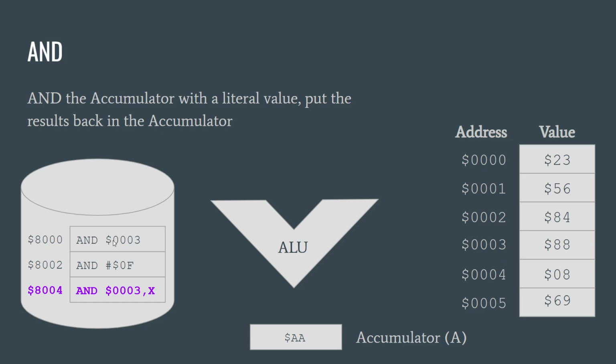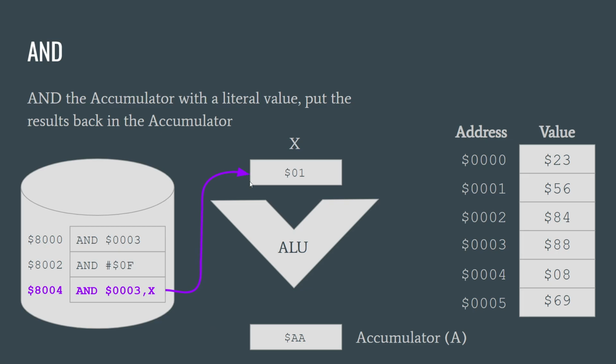This first one is AND the accumulator with this specific address directly. Well, the value at that address. This AND is saying take this literal value, take this value right here, and AND it with the accumulator. This one is saying take the value at this address. This one is saying take the value at this address, offset by the value that's in X, and AND that with the accumulator.